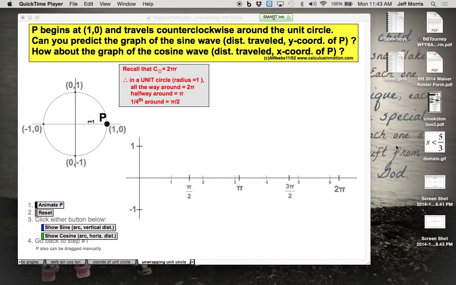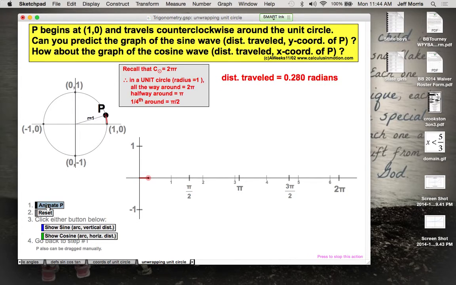So when I look at this, first of all, it's going to show one rotation in the unit circle. So you've got point P and it's going to travel one rotation. So let me just go ahead and animate P. And what you're going to see here as I animate P, here's P traveling the unit circle, and it's just going to show P represents the distance on the x-axis.